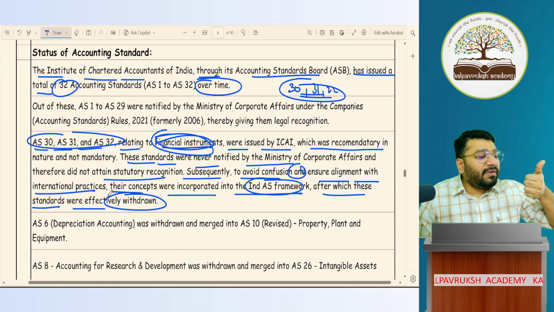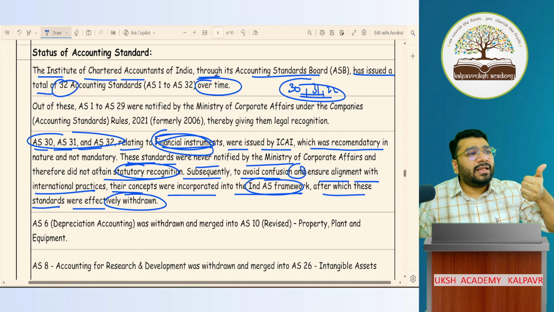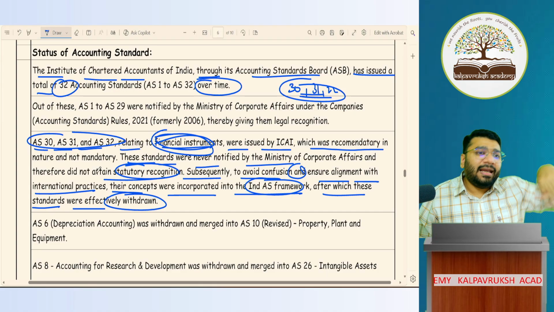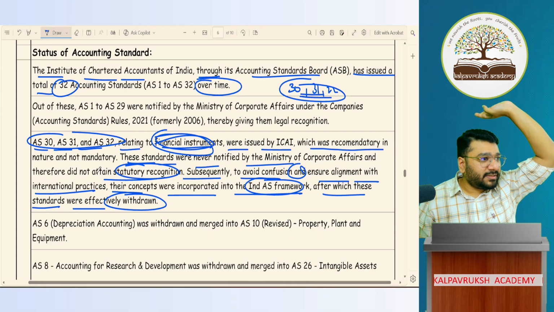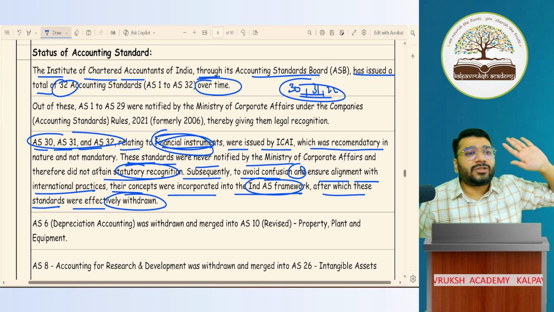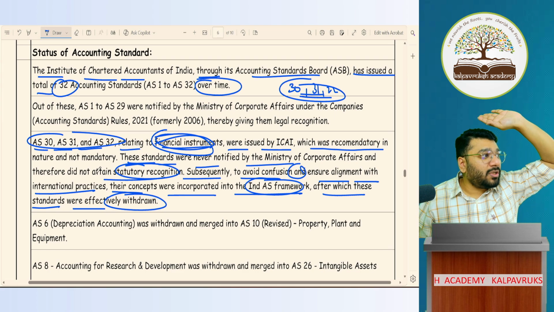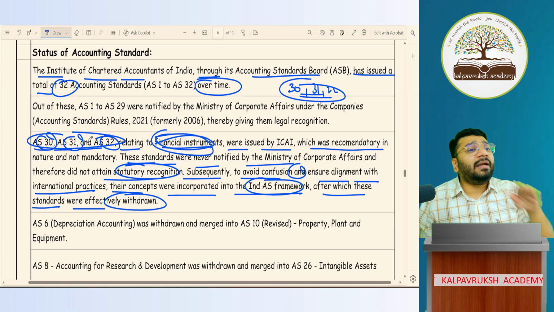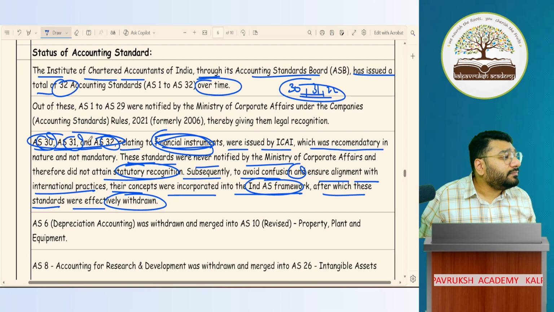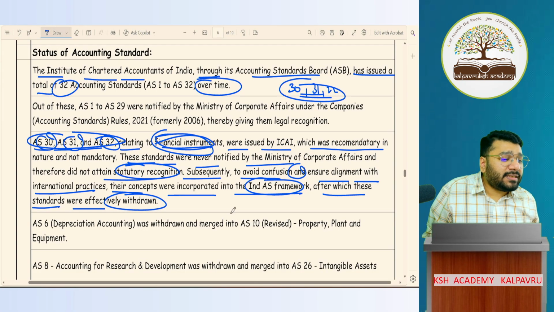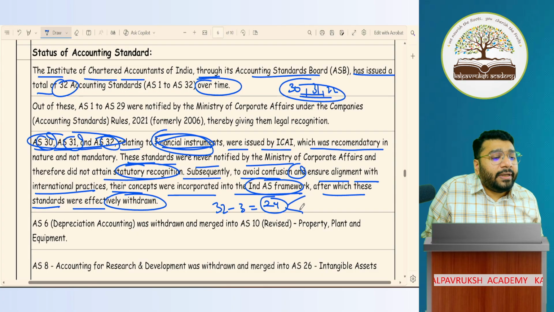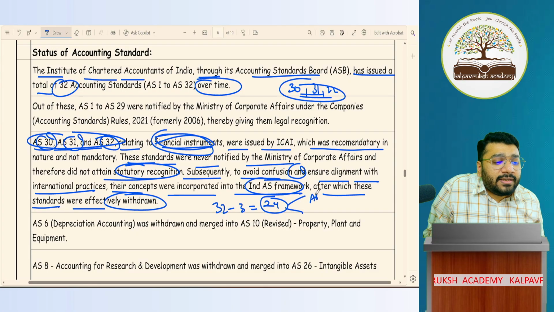Since MCA never gave statutory recognition, they said, why are you putting this in, unnecessarily confusing? Then ICAI felt that it is better to remove it here for non-corporates and make it applicable for big, super big companies. For big companies or medium companies, let's not compel them with that. Let's impose this on the head of super big companies. Therefore, 30, 31, and 32 were permanently withdrawn from the AS. So out of 32 AS, if 3 are gone, what are you left with? 29 accounting standards.